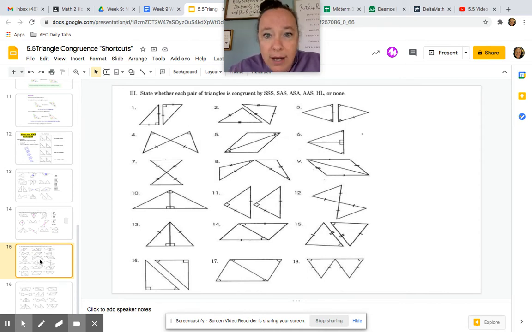Now, I am going to pause this and put some markings on the vertical angles and the shared sides, but you should be able to do that on your own as well. So I challenge you to think about that before you watch the next part of this video.